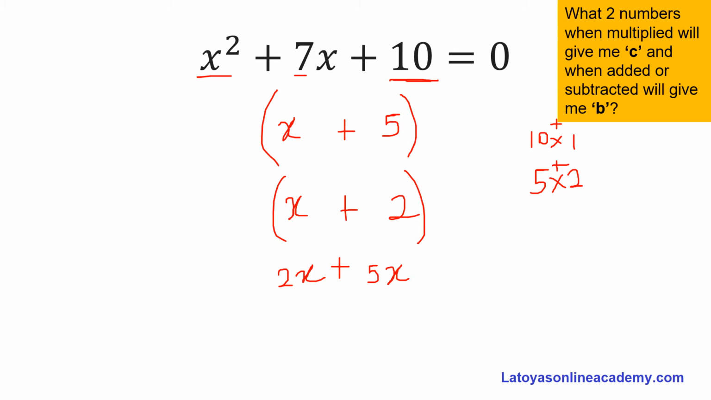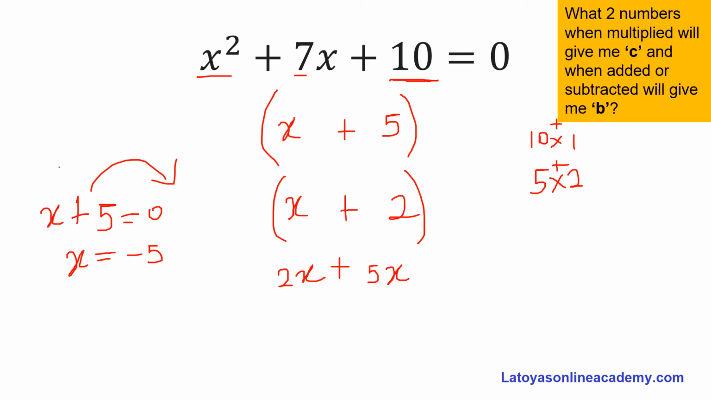Alright? Now this is an equation, so we are required to solve. Which means that we need to equal both brackets to 0. How do I do that? I'm going to write x plus 5 is equal to 0, and I'm going to solve for x. Leave everything that is x on one side, take everything that is not on the other side. So here I'm getting x is equal to minus 5.